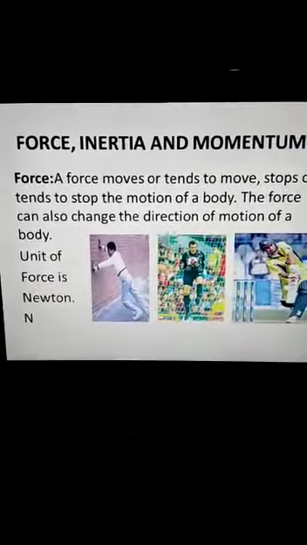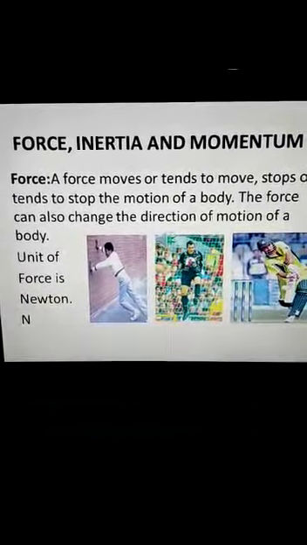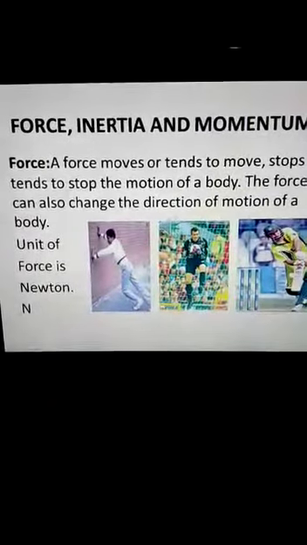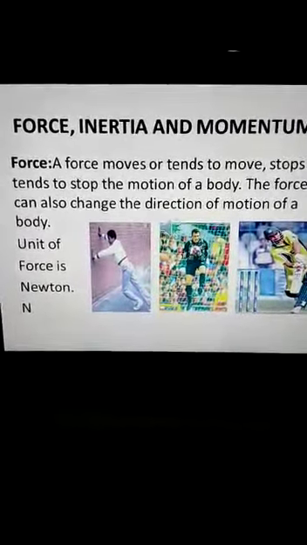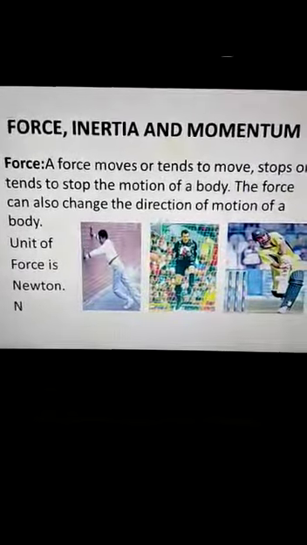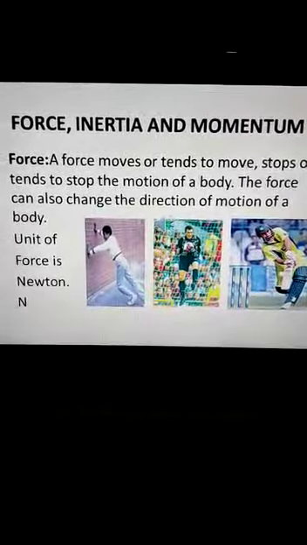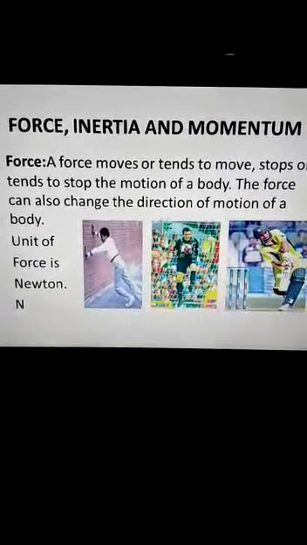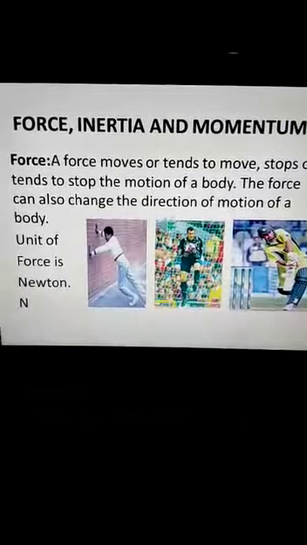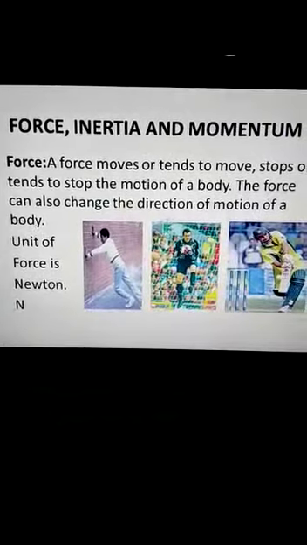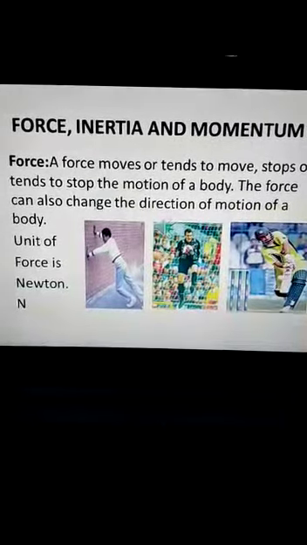The force can also change the direction of motion of a body, and its unit is the Newton. And force can also change the shape of a body or object. Like we take an example, a tin: if we apply force on it, the force will change its shape.